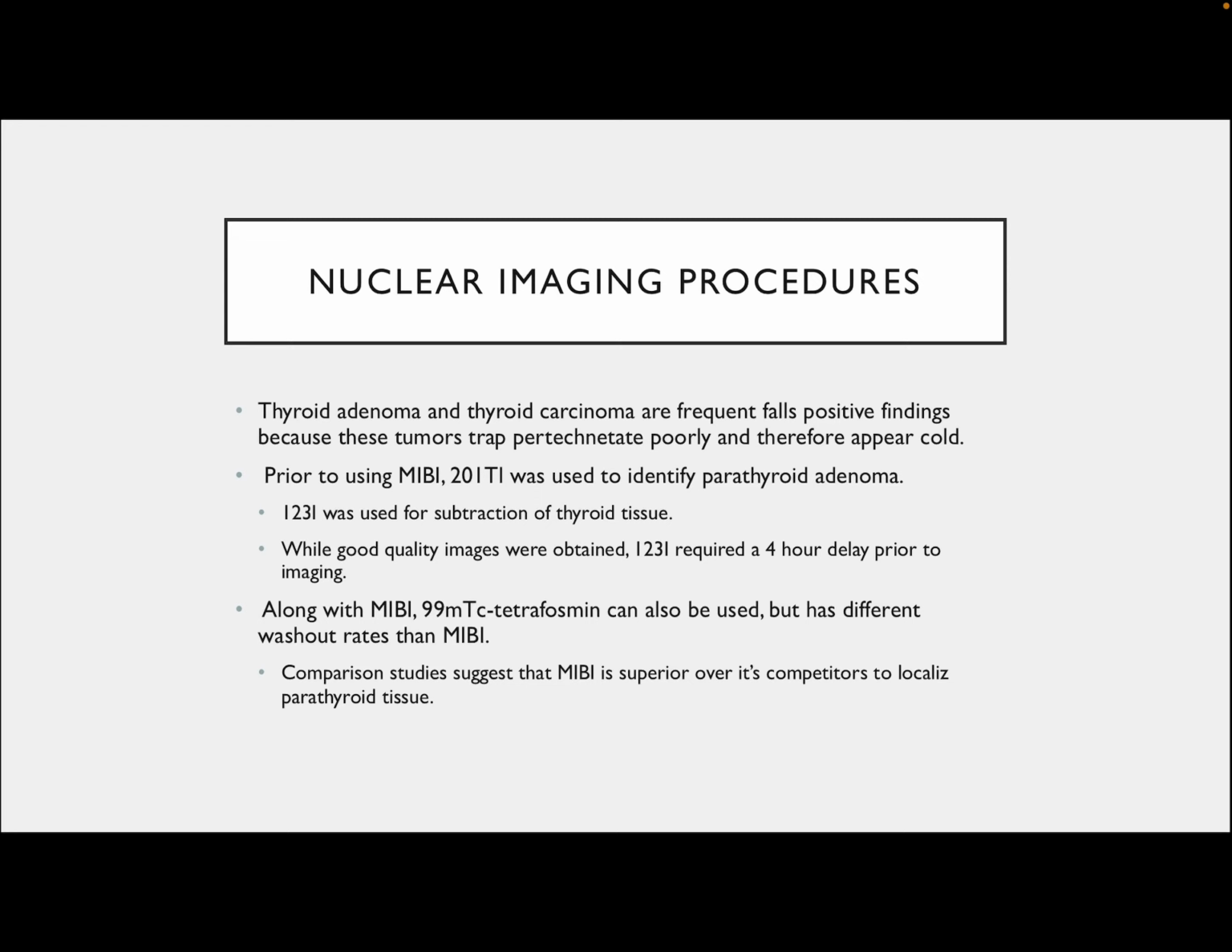The use of MIBI has, in general, supplanted the use of thallium. Previously, when thallium was used to identify parathyroid adenomas, I-123 was used for subtraction of thyroid tissue. Some departments continue to prefer I-123 for thyroid localization. Although good quality images are obtained, images cannot begin until 4 hours after I-123 is administered.